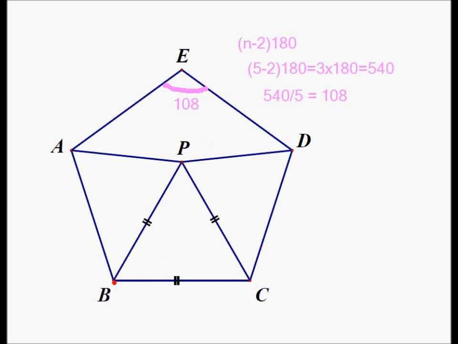I know triangle BPC is equilateral. Therefore, each angle has to be 180 divided by 3, since the sum of the 3 angles of a triangle is 180. So to find the measure of each angle, you divide 180 by 3, and you're going to get 60. So this is 60. This is 60. And this is 60.